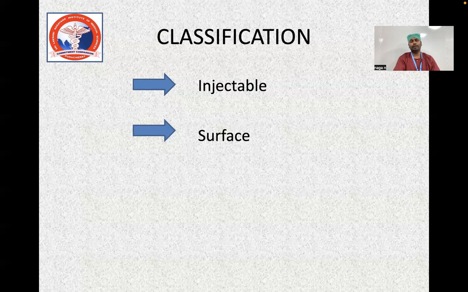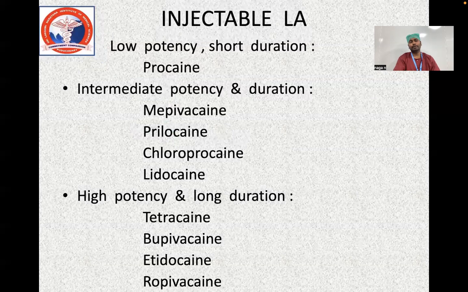Then we'll see the ways we can give local anesthesia or regional anesthesia, whether in injectable form or surface form. Injectable local anesthetics with low potency and short duration include procaine. Then those with intermediate potency and duration are mepivacaine, prilocaine, chloroprocaine, and lidocaine. High potency and long duration drugs are tetracaine, bupivacaine, etidocaine, and ropivacaine.